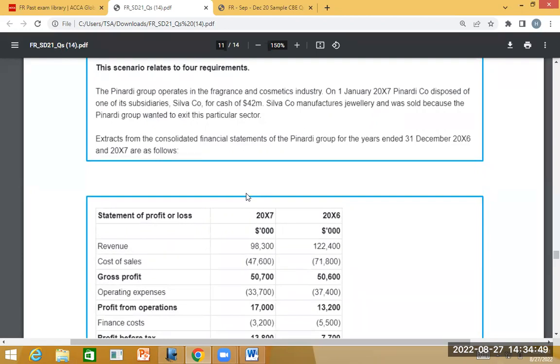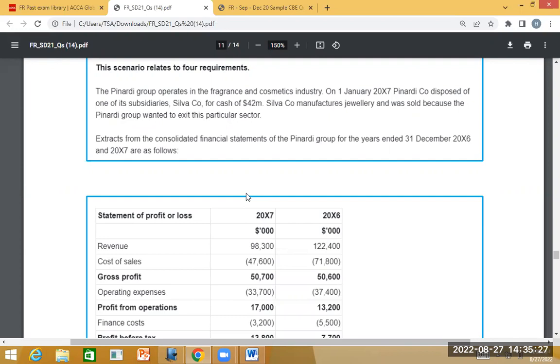But what do we do for the discontinued operations? According to IFRS 5, we need to report the results separately from the normal continued operations. But as in 2007, we don't have the result of the Silva company, we don't need to show the result of the Silva company in 2007. But for comparison purposes, in 2006 you need to report the Silva company result separately from the rest of the group.